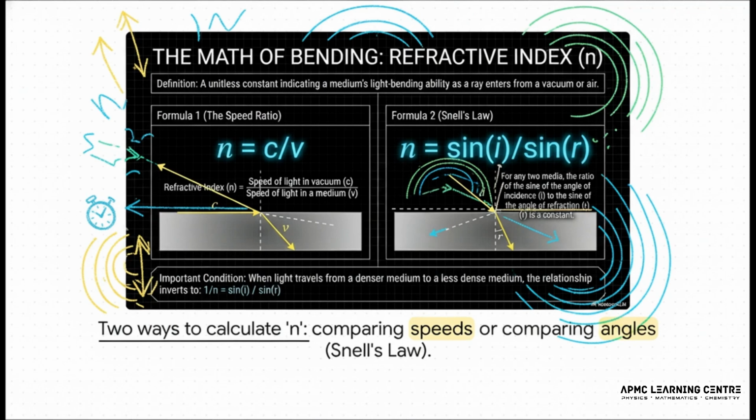The first formula is all about speed. It just compares the top speed of light in a vacuum, which we call c, to its slower speed inside the material, v. The second one, which has the cool name Snell's law, is more about the geometry of it all. It basically proves that for any two materials, there's this fixed, predictable relationship between the angle the light hits at and the angle it bends to.